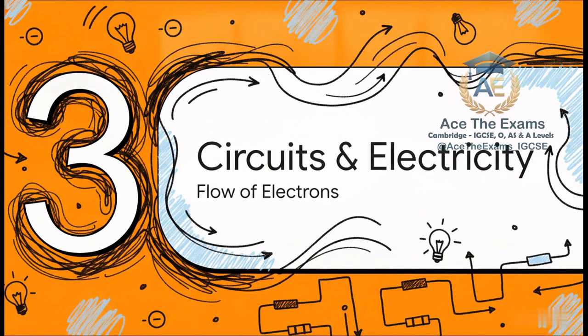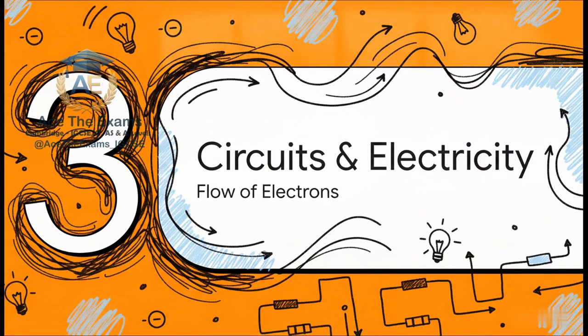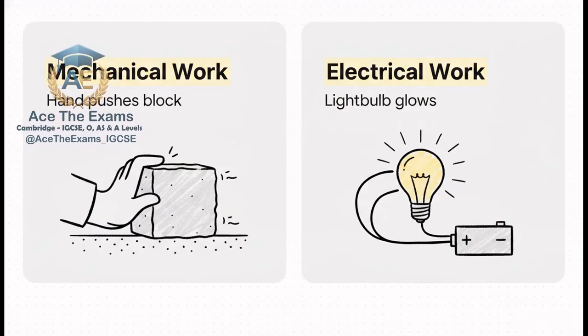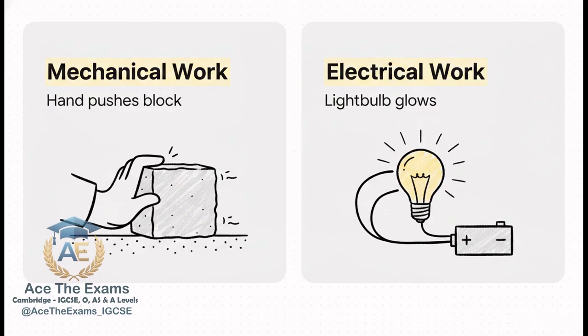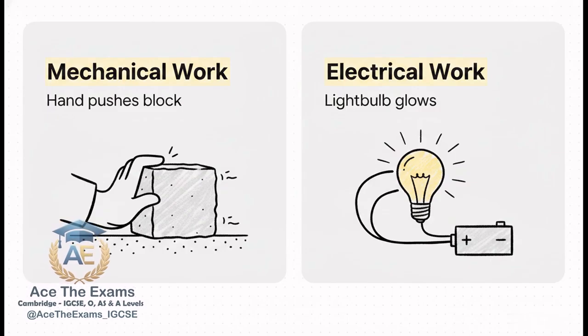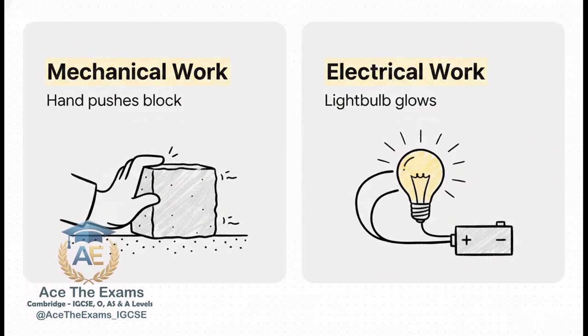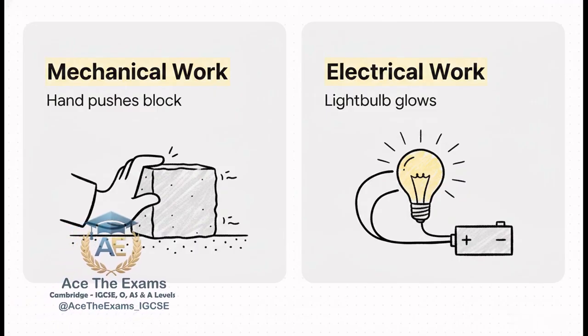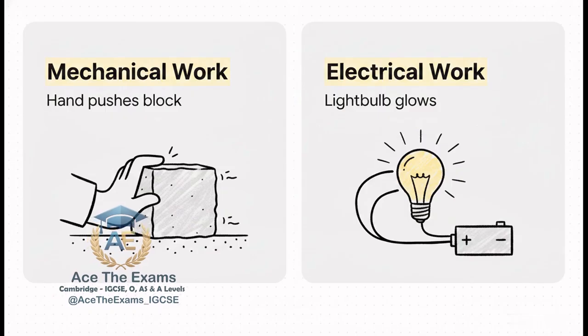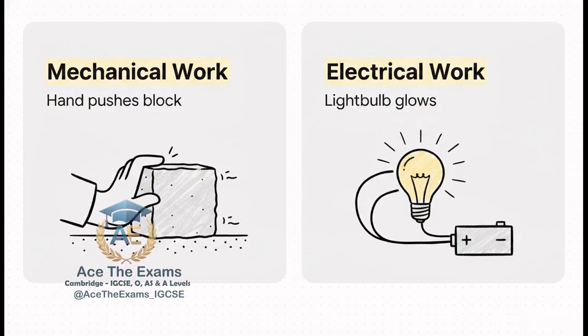Next up, Section 3, Circuits and Electricity. Now, this section is packed with crucial proportional relationships that govern the flow of electrons. But first, we really need to clear up a common point of confusion. Remember how we saw W for work done in the mechanics section as force times distance? Well, here in electricity, electrical work done is equal to energy transferred, so W equals delta E.